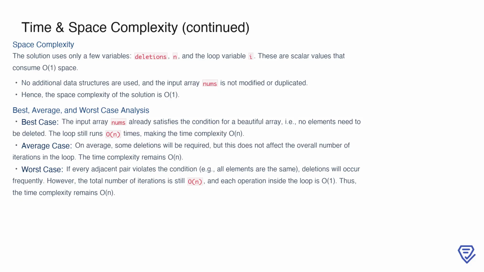When analyzing different scenarios, the time complexity remains consistent. In the best case, where no deletions are needed because the array is already beautiful, the loop still runs through all n elements, resulting in O(n) time.